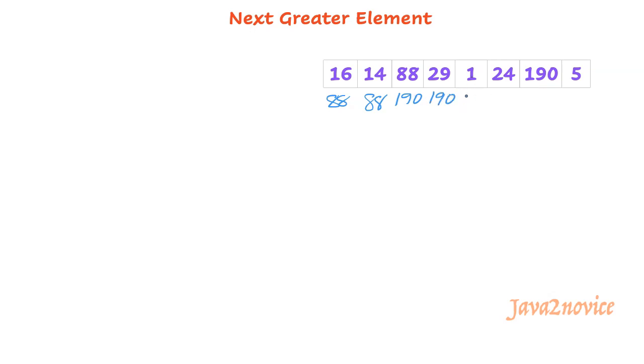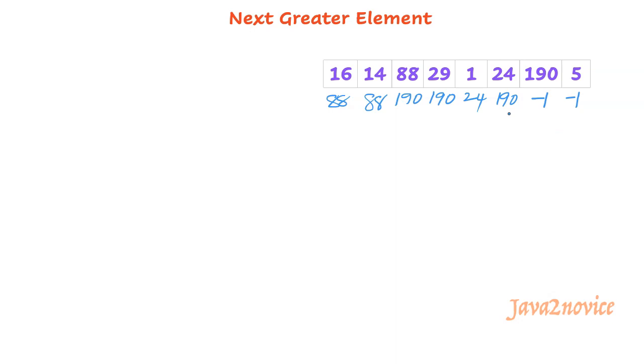For 1, it is 24, 24 is greater than 1. For 24, it is 190. For 190, on the right side, there is no bigger number. So it does not have any next greater element, so its value is -1. 5 is the last number. There are no elements present after this, so it is also -1 here. So these are the expected answers for each element.